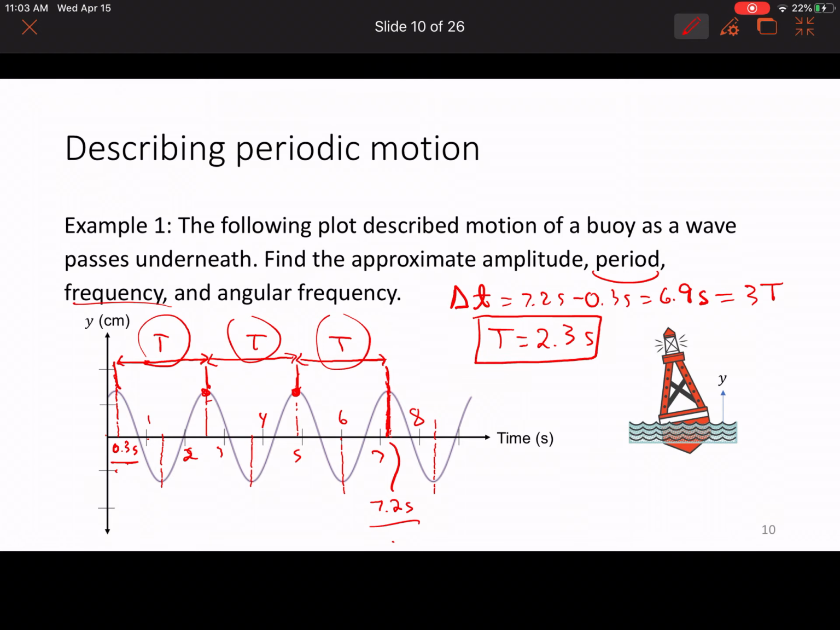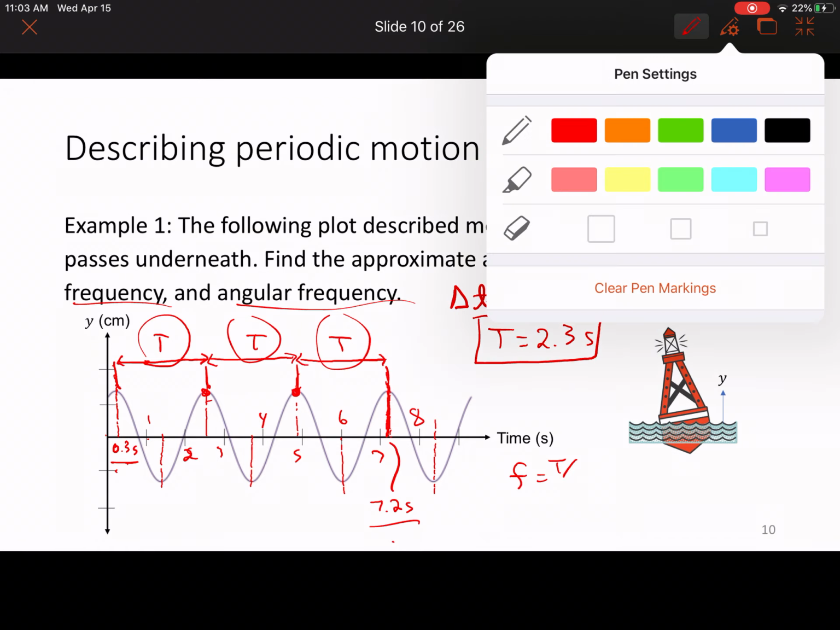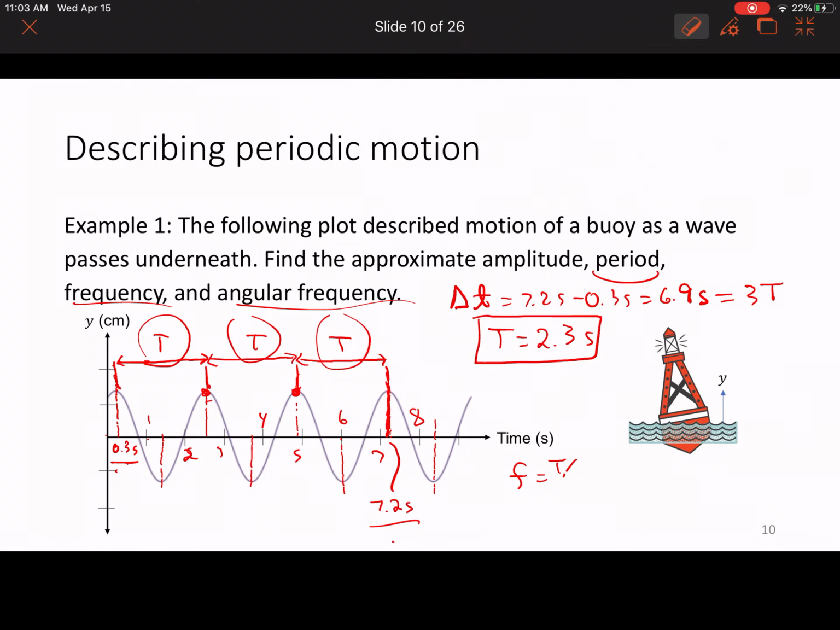And now quickly I can go ahead and convert that into frequency or angular frequency. So for example, my frequency f is 1 over T. Sorry about that. So 1 over T. You plug in 1 over 2.3 seconds, you get 0.43. The units are inverse seconds or cycles per second, but as a quick reminder, we can also call that hertz, Hz. And the angular frequency is just 2 pi divided by T, or 2 pi times f. Either way, when you plug that in, you get 2.7.